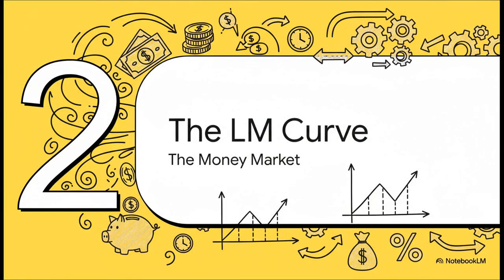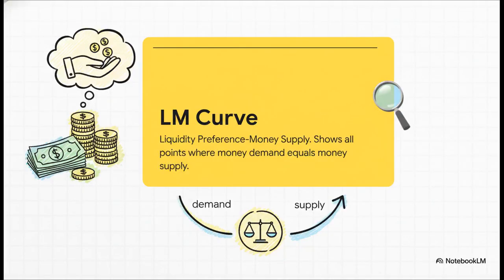Okay, so that's one side of the coin. Now let's switch gears and hop over to the other side of the economy, the financial engine, the money market. And this is the home of the LM curve. LM stands for liquidity preference and money supply. Now, liquidity preference is just a fancy way of saying how much people demand cash. Liquid assets. So this curve shows us every point where the amount of money people want to hold is perfectly balanced with the amount of money that's actually available.